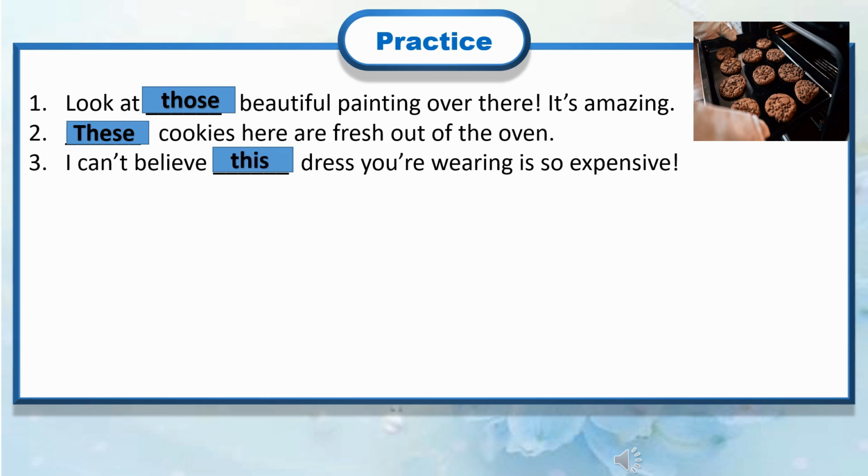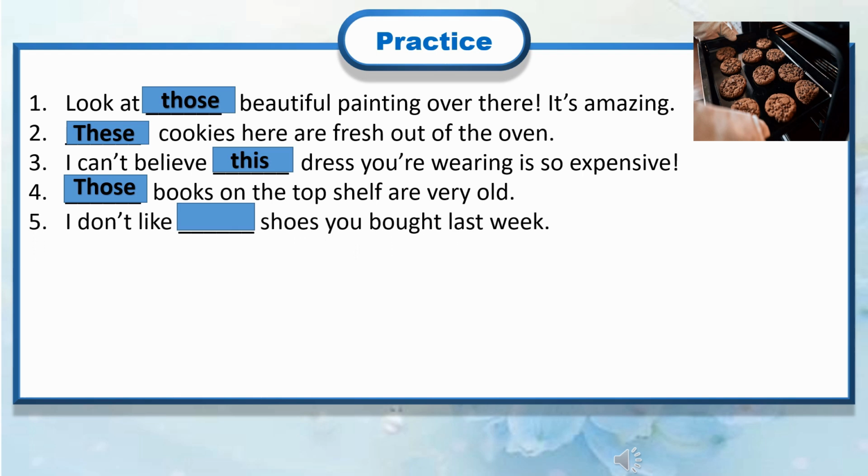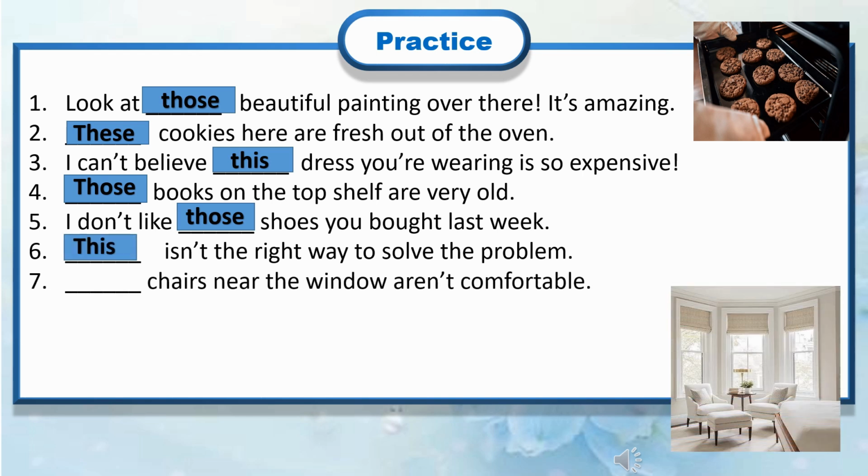Blank books on the top shelf are very old. Use those as a demonstrative adjective for distant books. I don't like blank shoes you bought last week. Use those for plural shoes from the past. Blank isn't the right way to solve the problem. Use this as a pronoun for an abstract concept. Blank chairs near the window aren't comfortable. Use those for plural chairs at a distance.